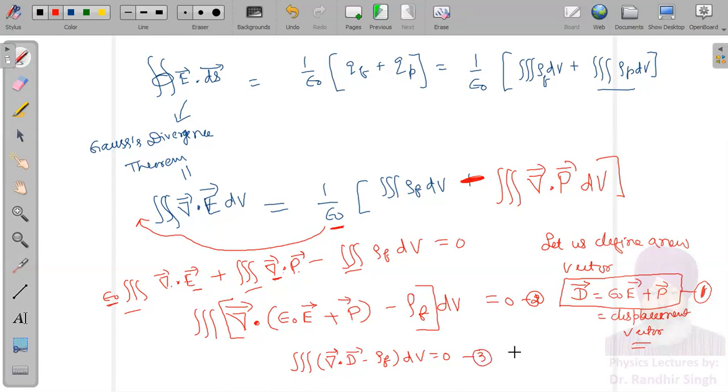I would make the same statement that I have made 2 or 3 times earlier, that this relation is valid for any arbitrary closed surface.